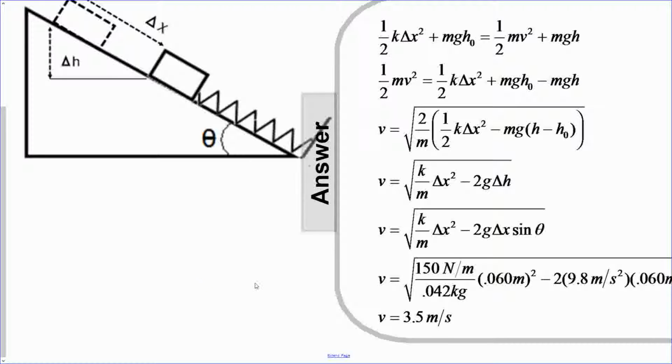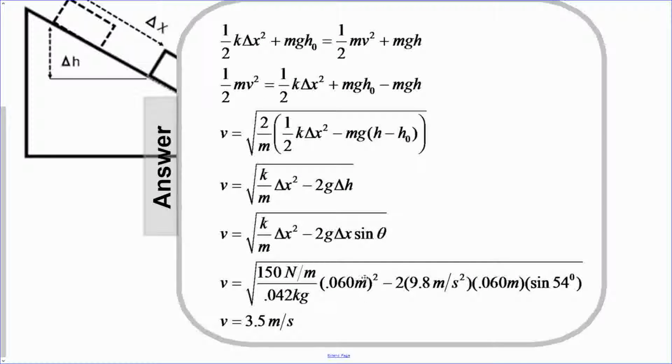If you ended up with the correct equation but not the correct answer, make sure that you did the following. Make sure that you squared the delta x. Make sure that you took the square root of the answer. Make sure that you use parentheses for this. You don't need parentheses here or here, but you do need to have a parenthesis around this and around this if you're subtracting them all in the same line.